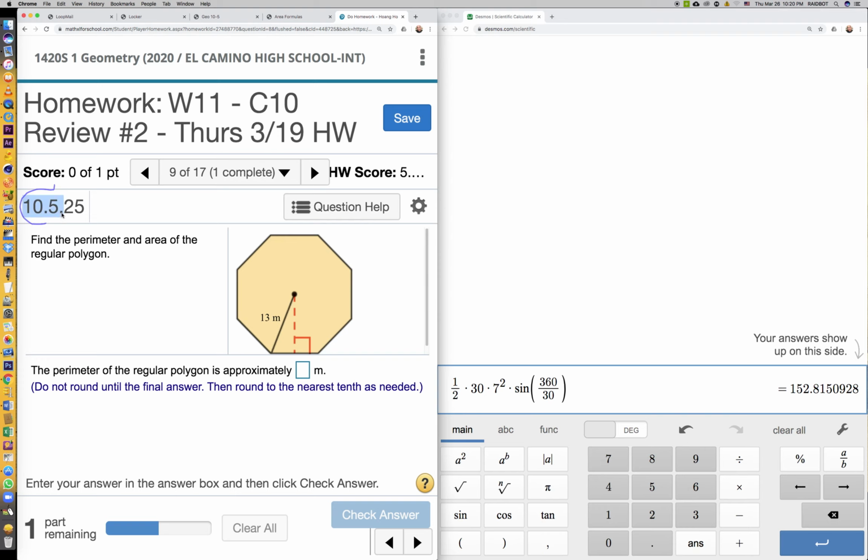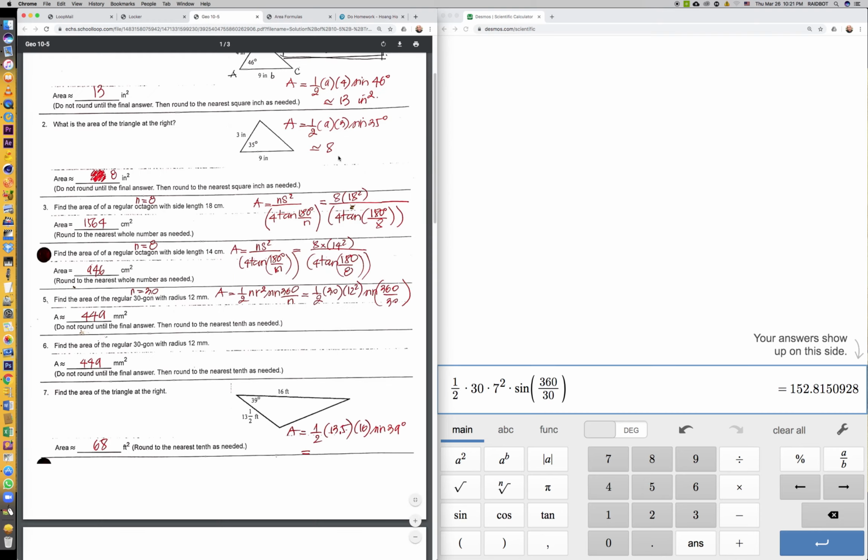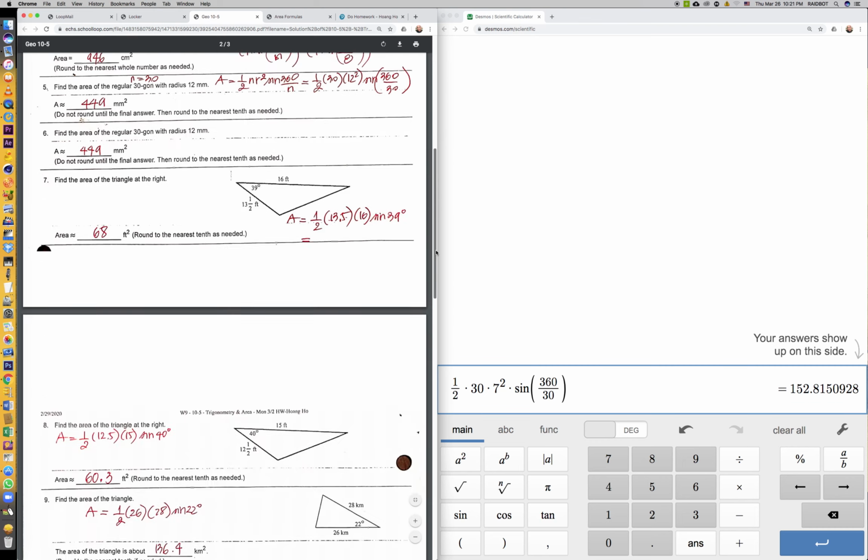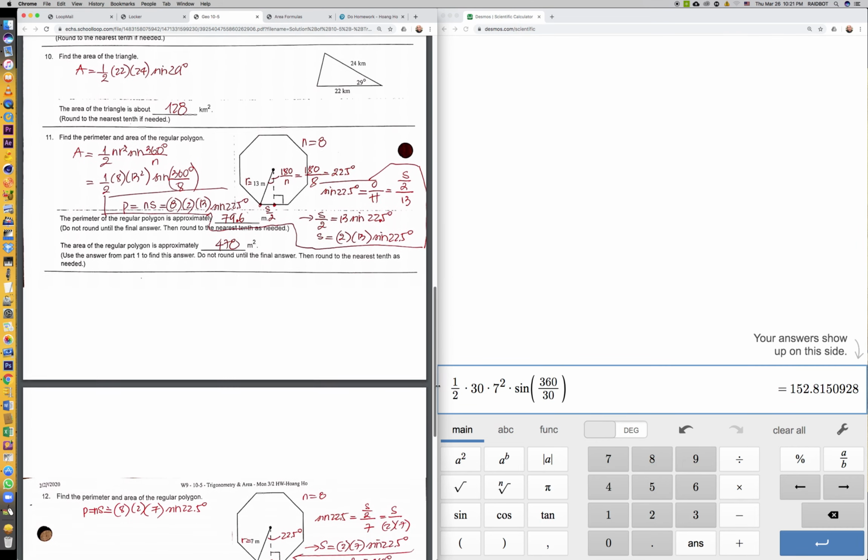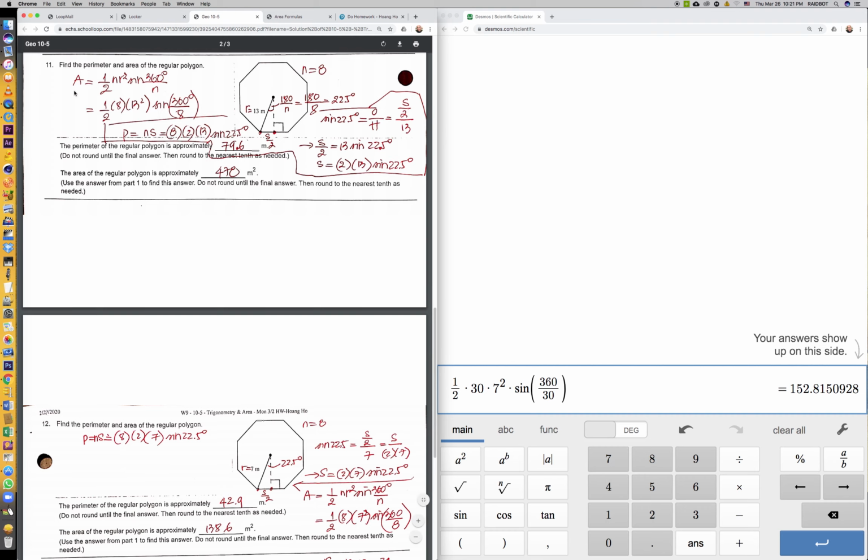Over here, 10.5. So we go to 10.5 solution. Here we go. Voila. It's very similar to question number 11 over here. Okay. So if you need to find the perimeter, here we go, perimeter.